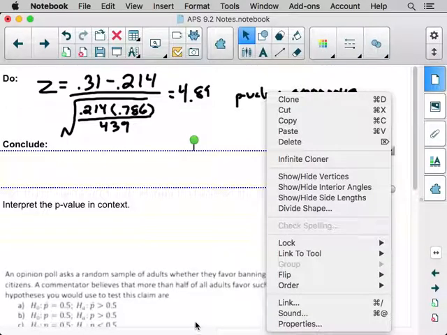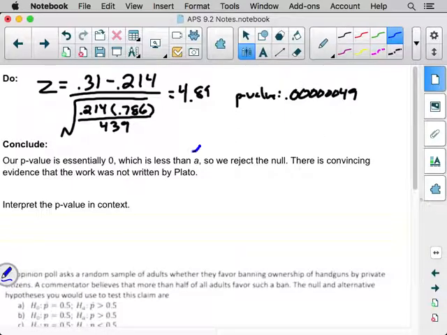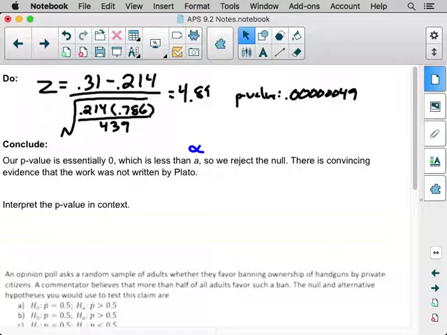And in this case, our p-value is essentially 0, which is less than that significance level, which we use alpha, which unfortunately my computer doesn't do, so we do reject the null. That means there is convincing evidence that the work was not written by Plato. When you reject the null, you have evidence. When you fail to reject the null, you don't have evidence.